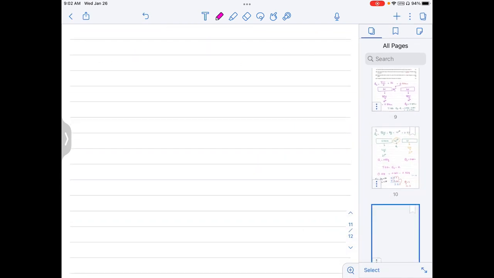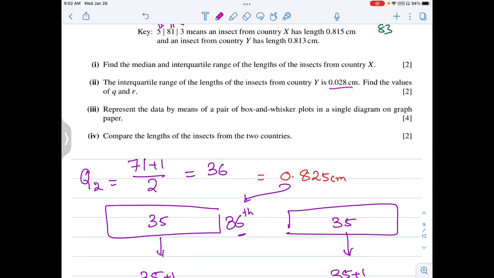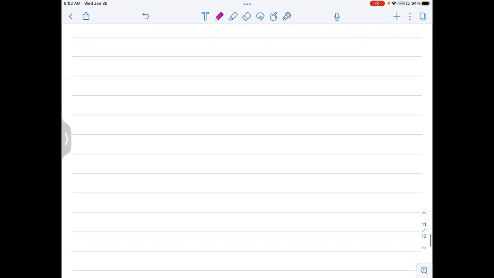Now coming to the next part of the question. What is the next part of the question? He says, represent the data by means of a box and whisker plot on a single diagram on the graph paper. We said draw the box and whisker plot. So first draw this one.